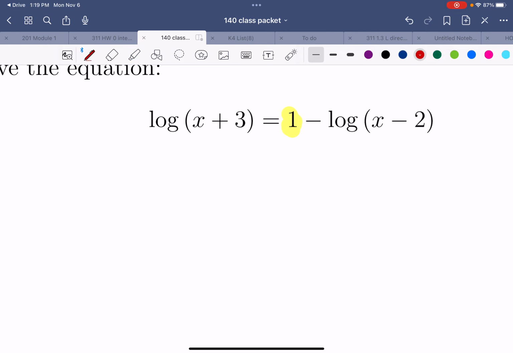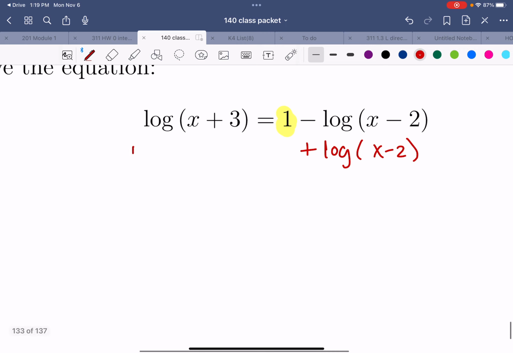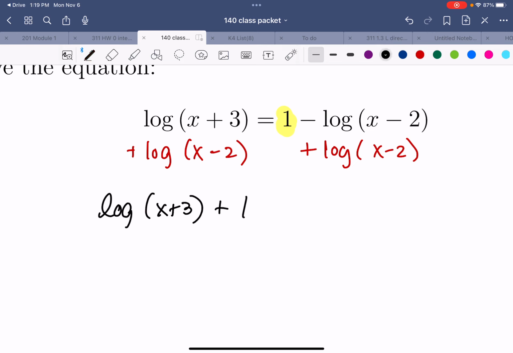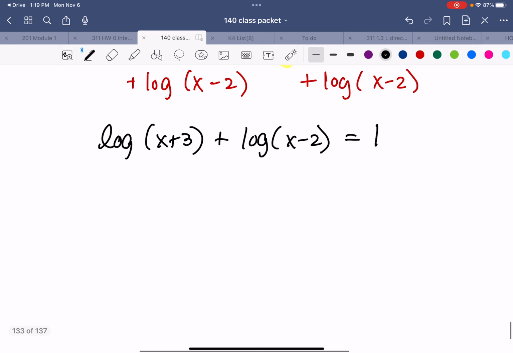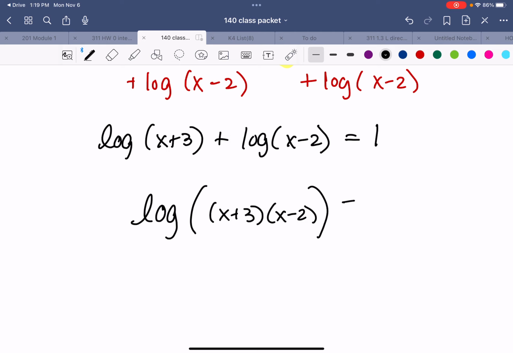So that means I'm going to add the log of x minus 2 to both sides, so that I have log of x plus 3 plus log of x minus 2 equals 1. Okay. Then what I'm going to do is put these logs back together. So they're being added, and when I put them back together, I put them back together with multiplication. So x plus 3 times x minus 2 is equal to 1.